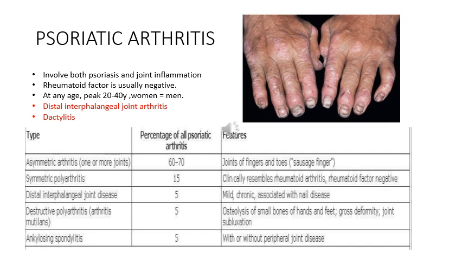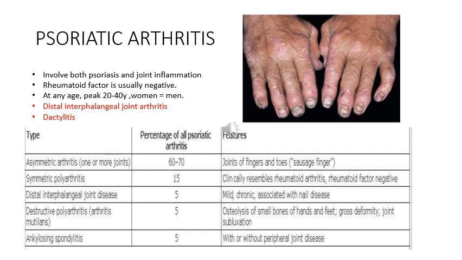Psoriatic arthritis is a condition which involves both psoriasis and joint inflammation or arthritis. In some psoriatic patients, as time progresses, arthritis develops as a complication, and this condition is called psoriatic arthritis. It can be easily differentiated from rheumatoid arthritis, which is also an autoimmune disease, by the fact that rheumatoid factor is usually negative in psoriatic arthritis, and it can occur at any age. The peak is 20 to 40 years, and incidence is equal in women and men.